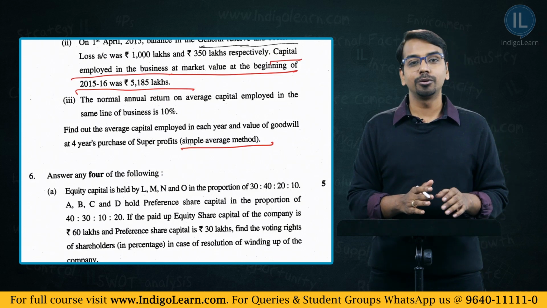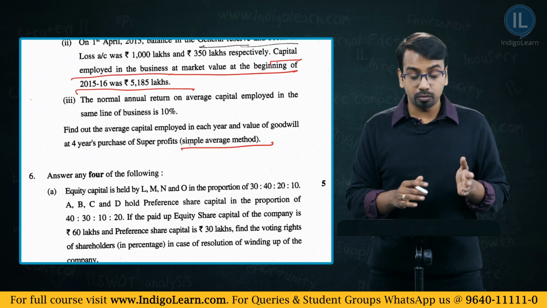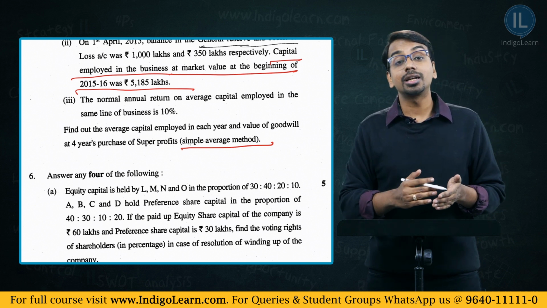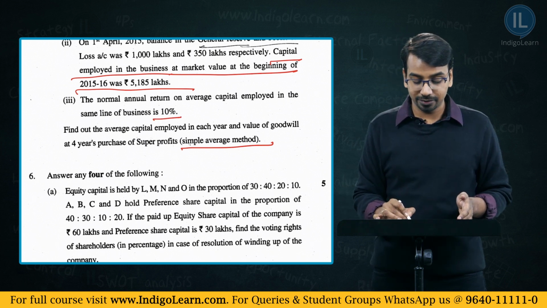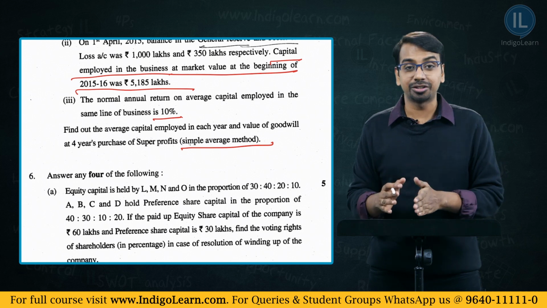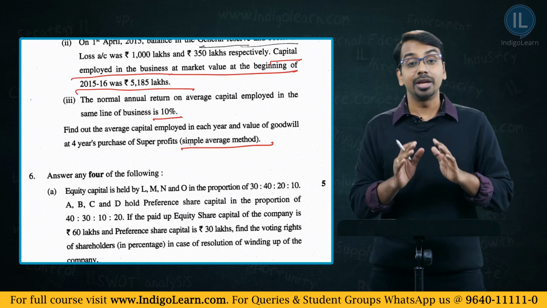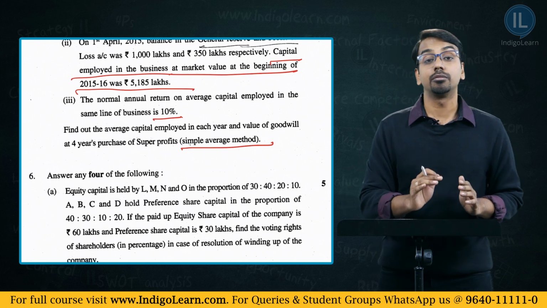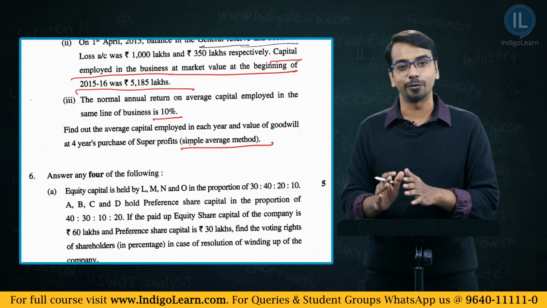And how do you compute the goodwill? You find out what is the average capital employed, what is the normal rate of return. Normal rate of return is given as 10%, and what is the actual return, whatever is the differential based on the future maintainable profits, you compute what is the value of goodwill.